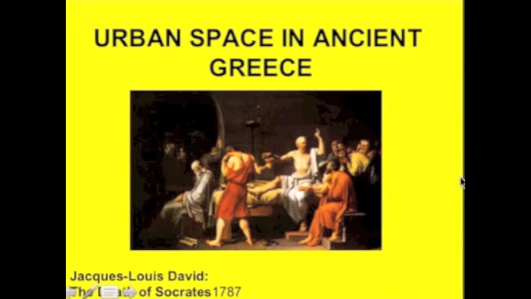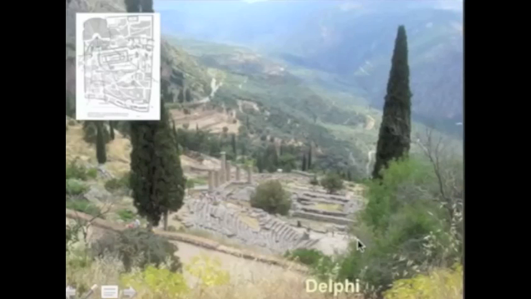The last topic we're going to talk about today is urban space in ancient Greece. I don't know why I'm showing you Socrates. I'll tell you in a moment why I'm showing you Socrates.